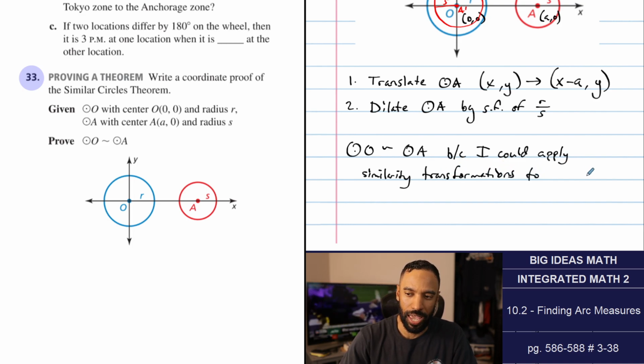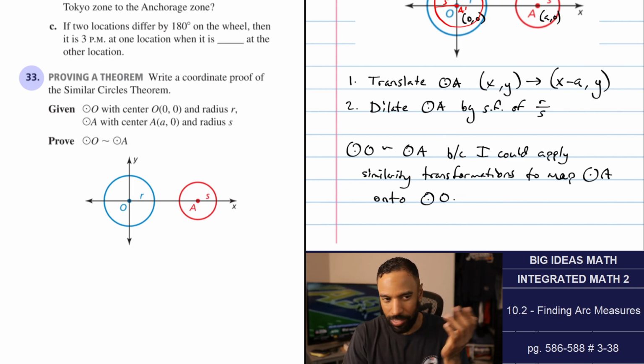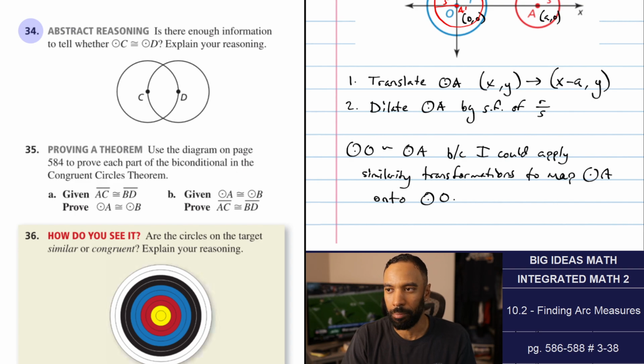To map circle A onto circle O. I don't know, I'm not very good at that. Sorry if that's botched. I don't know if your teacher's giving you that question. All right, so that's as best as I'm going to do there. I'm giving up on that one.